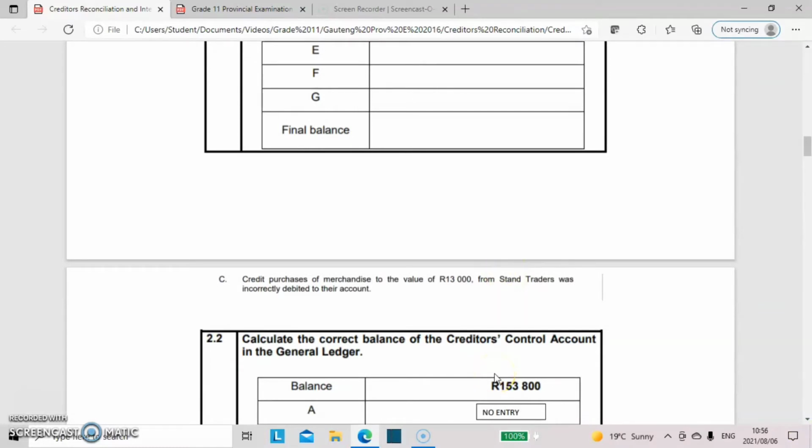Let's look. Credit purchases of merchandise to the value of 13,000 from Strand Traders was incorrectly debited to their account. So this transaction is already in our creditors individual accounts. So that means it went to the CPJ and the creditors control account. We are just going to have to fix this mistake in our creditors list, which I will show you later.